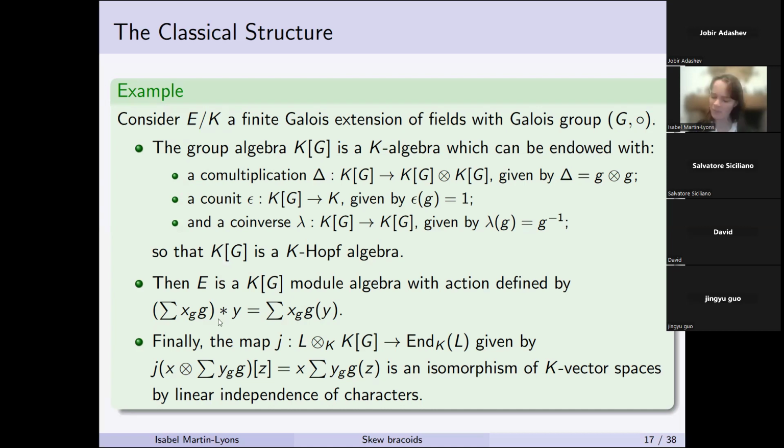E, sorry. Then finally, this map, coming from this action, is an isomorphism of K vector spaces by linear independence of characters. Yes.